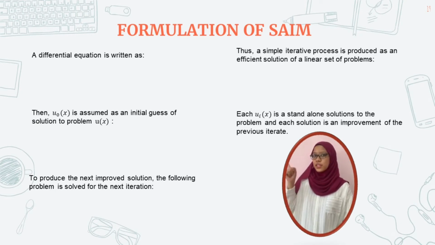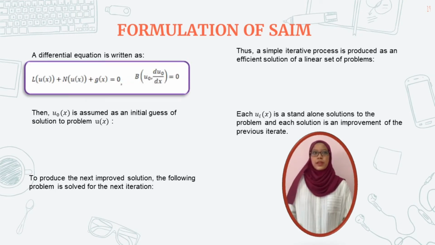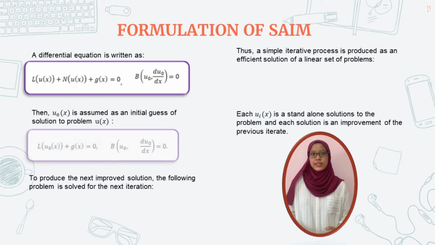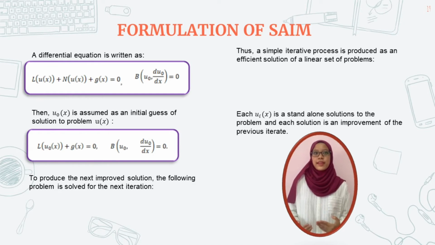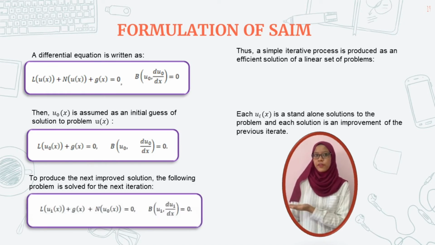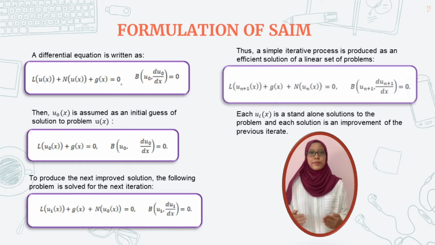First, a differential equation is written as the equation above. Then, U0(x) is assumed as an initial guess of the solution to the problem U(x). To produce the next improved solution, the following problem is solved for the next iteration using this equation. Then, a simple iterative process is produced as an efficient solution of linear sets of problems. Each U(x) is a standalone solution to the problem, and each solution is an improvement of the previous iterate.